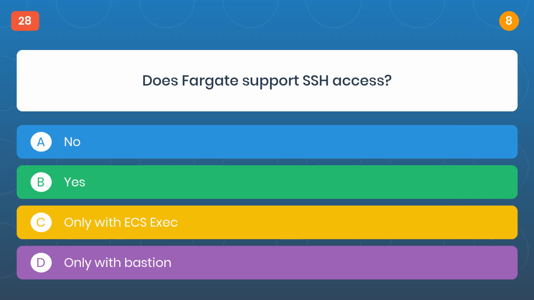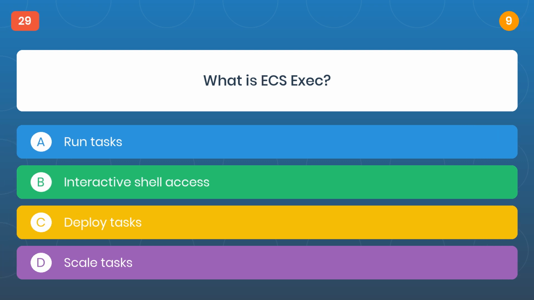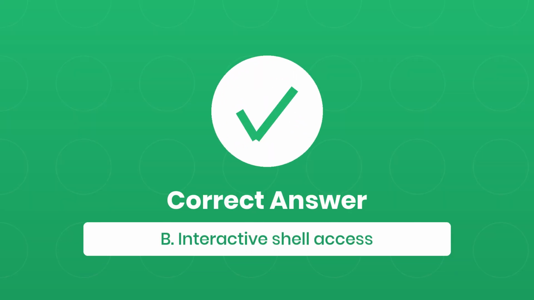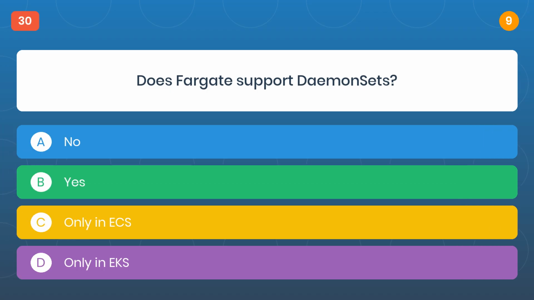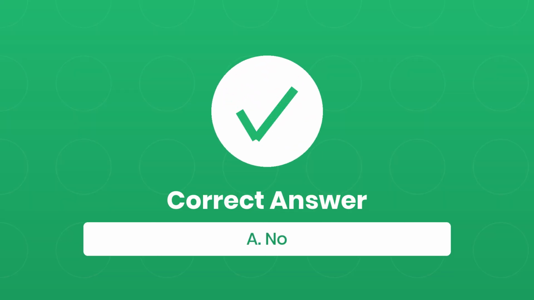Question 28. Does Fargate support SSH access? The correct answer is C, only with ECS Exec. Question 29. What is ECS Exec? The correct answer is B, interactive shell access. Question 30. Does Fargate support daemon sets? The correct answer is A, no.